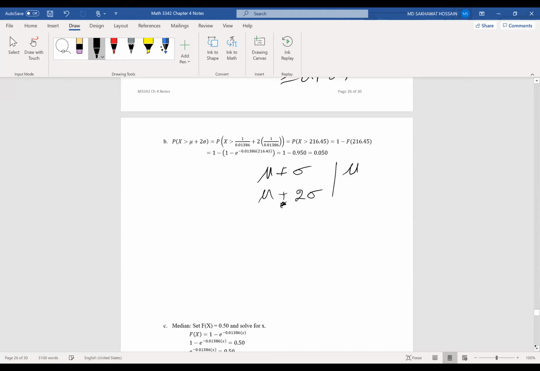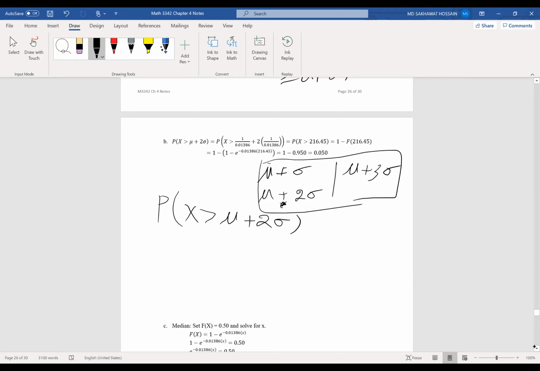3 standard deviations more means mu plus 3 sigma. If it is said 1 standard deviation less than the mean, that means mu minus sigma. 2 standard deviations less than the mean is mu minus 2 sigma. Similarly, 3 standard deviations less than the mean is mu minus 3 sigma. So here we have to find the probability where x is 2 standard deviations more than the mean. That means x greater than mu plus 2 sigma.